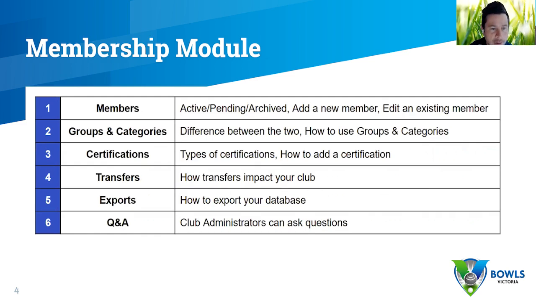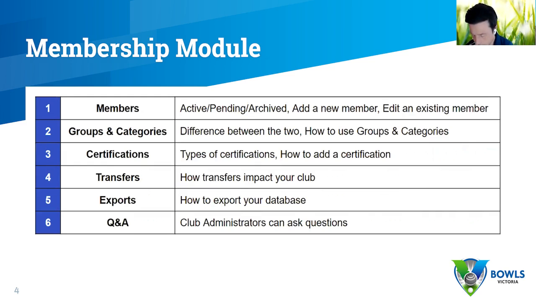We're going to touch on certifications, the types of certifications that you're allowed to add to your members and how to add that to a member. We're going to briefly talk about transfers, so how that impacts your club and what you can see. And then finally, we're going to look at how we can export our database and how you can best use that out of the system. Finally, we'll look at some questions and answers that haven't been answered during the webinar.